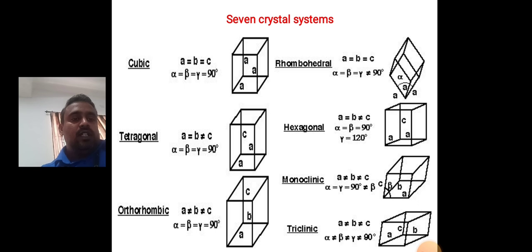In monoclinic, the interaxial lengths a, b, c are all not equal. The interaxial angles alpha and gamma equal 90 degrees, but beta is not equal to 90 degrees. Then finally in triclinic, all are not equal: a not equal to b not equal to c, and alpha not equal to beta not equal to gamma not equal to 90 degrees. So finally, there are seven crystal systems available.